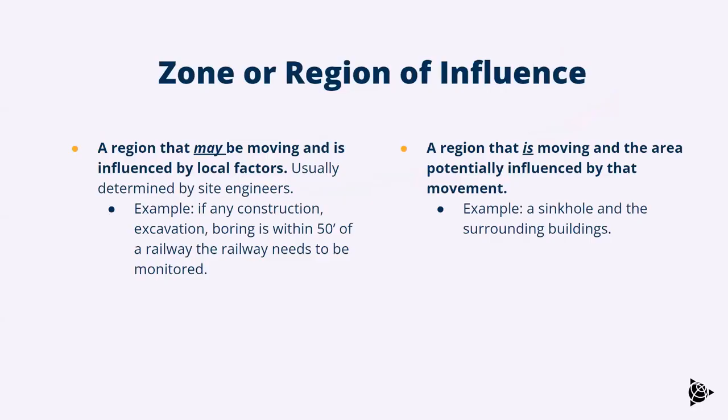An example of a region that may be moving and is being influenced by local factors is something like a railway or a building that's been stable for the last 50 years. It's been built, it's been around for a long time. All of a sudden, you're introducing some sort of outside influence, whether you're doing some excavation nearby, or some boring or construction next to the building or the railway. You expect that this has some sort of influence on the structure because it's within a certain region, so there's potential to influence that structure.